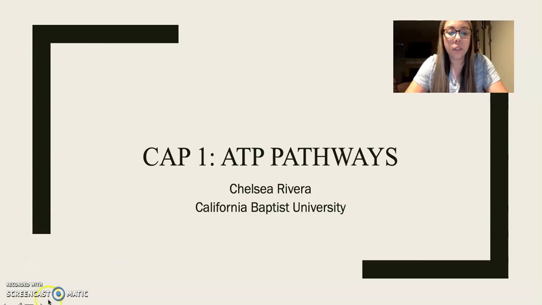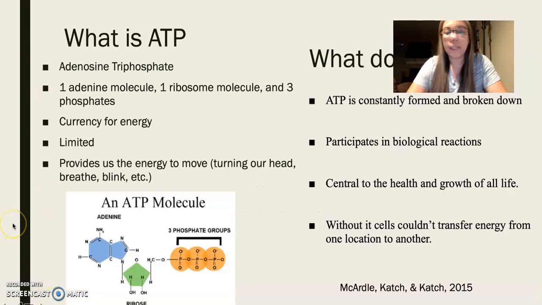So the first thing I'm going to talk about is what is ATP. ATP stands for adenosine triphosphate. It contains one adenine molecule, one ribose molecule, and three phosphate bonds. ATP is pretty much the currency for energy.